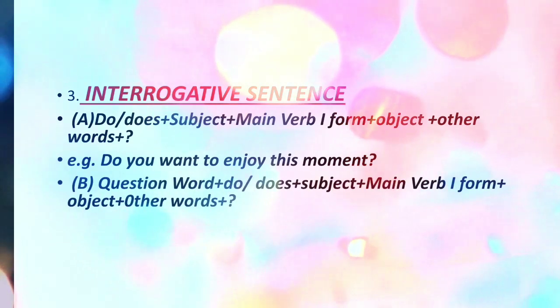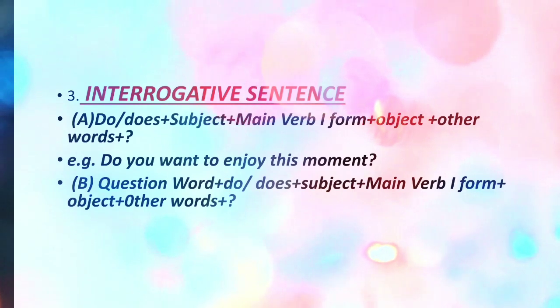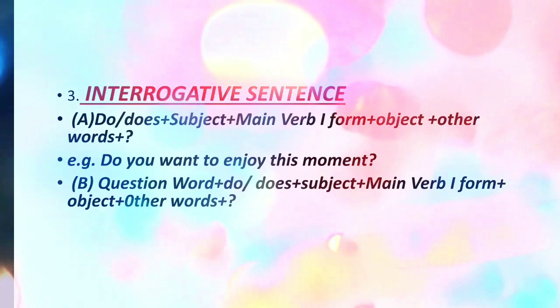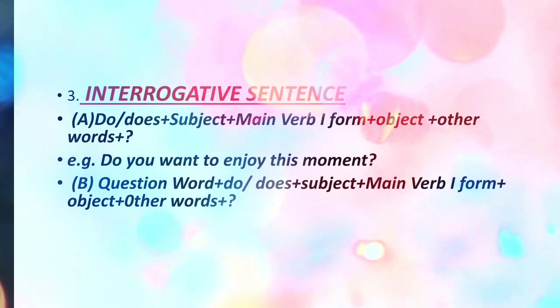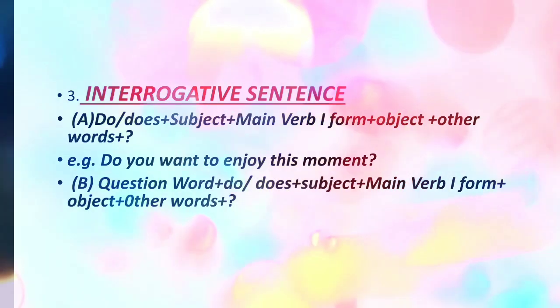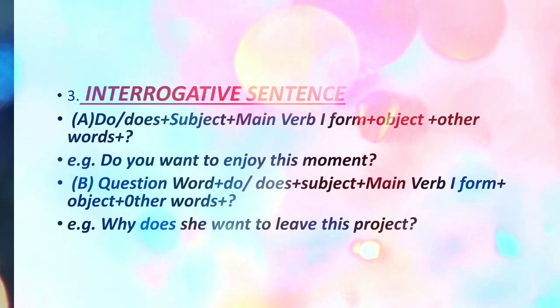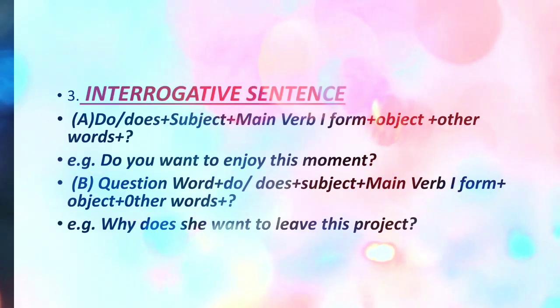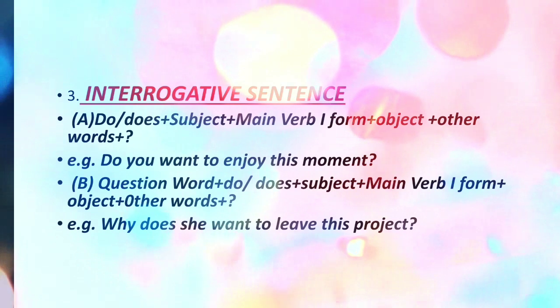The second one is the question word. As you know, some sentences start with a question word, so the question word is used at the beginning of the sentence. Question word, after that do or does as per the subject, main verb first form, and other words remain the same. As this example shows: why does she want to leave this project? Here why is the interrogative word, after it does as per the subject.